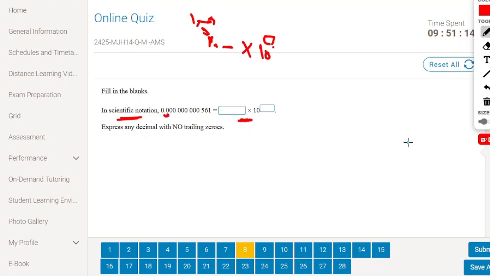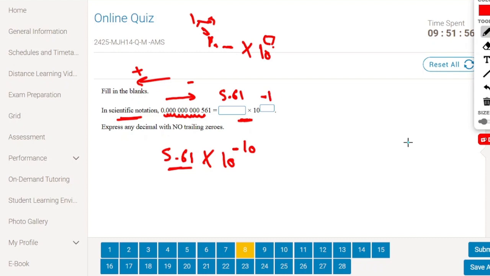So I will calculate 1, 2, 3, 4, 5, 6, 7, 8, 9, and 10. So I reach 5.61. And how many movements of the decimal point? 10. So it will be 10 power of minus 10 because I'm moving to the right. If I'm moving the decimal point to the right, the power will be negative. If I'm moving to the left, the power will be positive. So here the answer will be 5.61 multiply 10 power of minus 10.